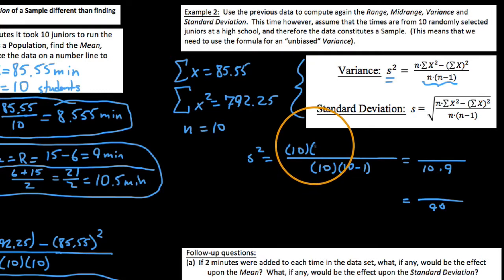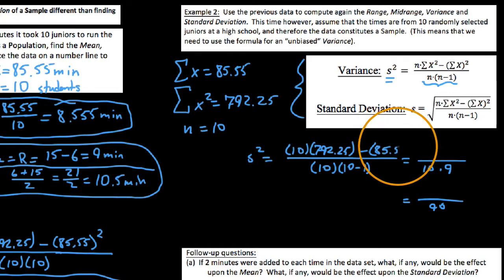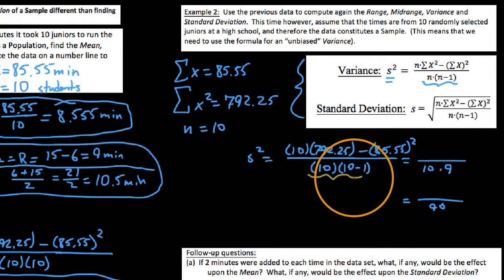So it'll be 10 times the sum of our data squared, so 792.25, minus now the sum of our data, that thing being squared. And so the only difference, and I just want to point this out again, is this: when you do this for a sample, you have to take it times n minus 1, or divided by n times n minus 1.